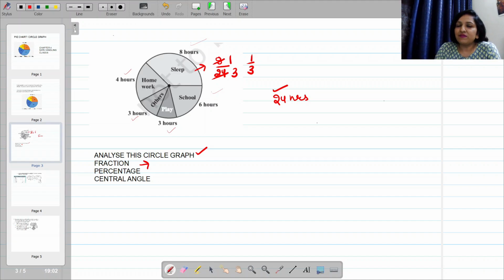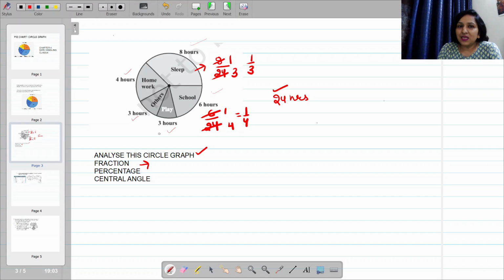In a similar manner, let us find what is the fraction of the total hours he has invested in school. 6 hours out of 24. So this is 6 by 24. If I go for the simplest form, 6 into 1 is 6. 6 into 4 is 24. That means total 1/4 of the time is invested in school.